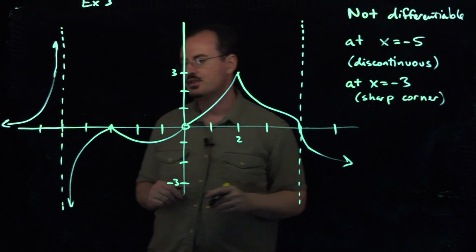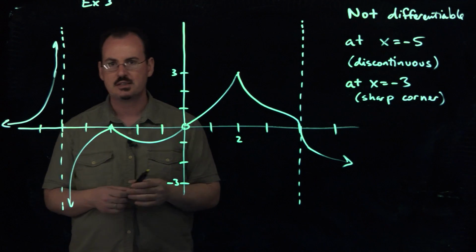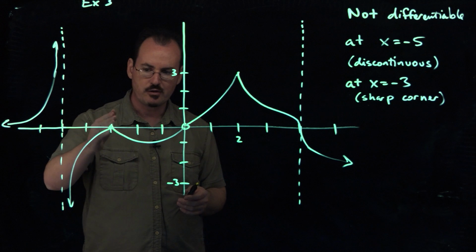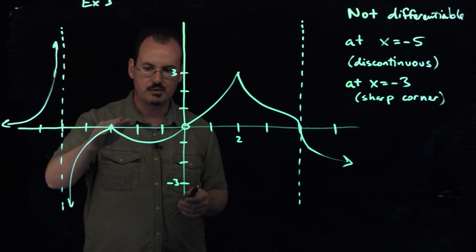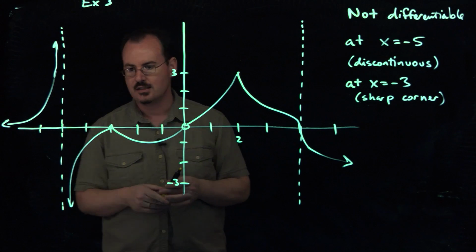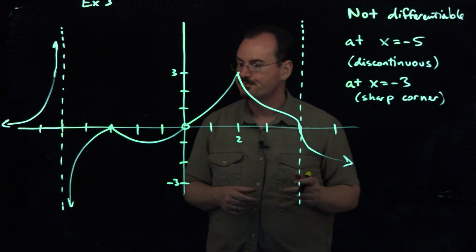And really, the reason for the sharp corner, for the derivative not existing there, remember that the derivative represents the slope of the tangent line. So the question really becomes, well, how can I draw a tangent line at a sharp corner? I mean, is it the tangent line going in that direction or the tangent line going in that direction? You can't tell, so that's why we just say the derivative doesn't exist there.